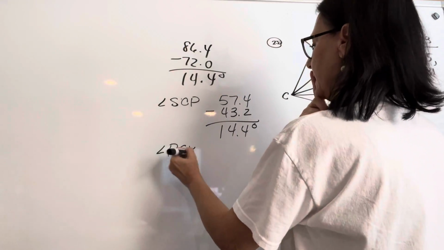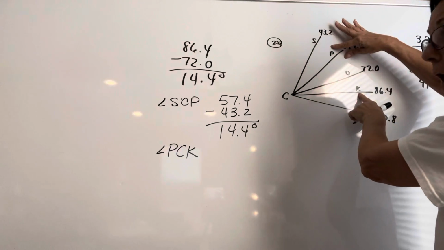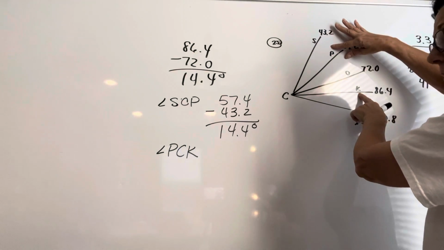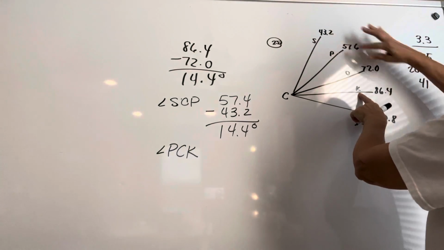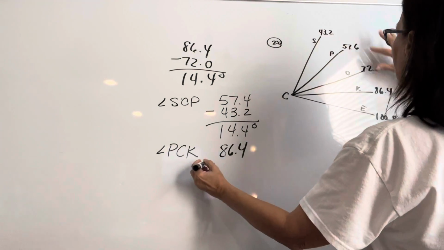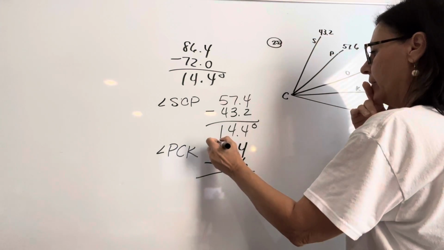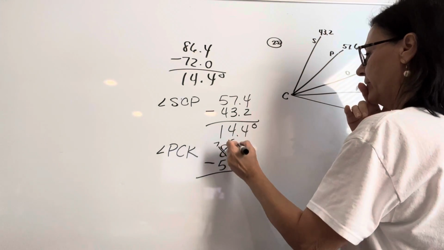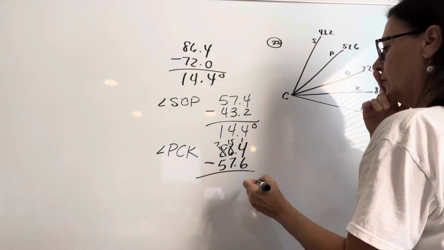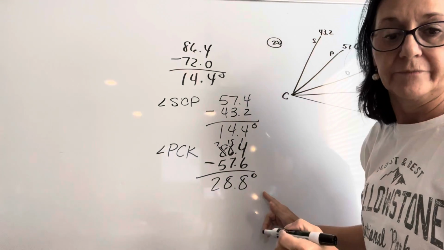29 says find PCK. Angle PCK. So I'm expecting it to be twice one of the angles. So I'm expecting it to be 28.8. We'll subtract the coordinates. 86.4 minus 57.6. We have to borrow. That's 28.8. That's what I expected.